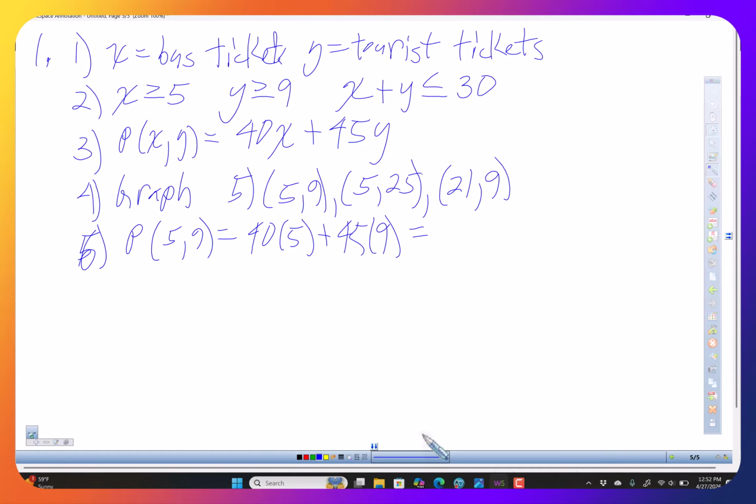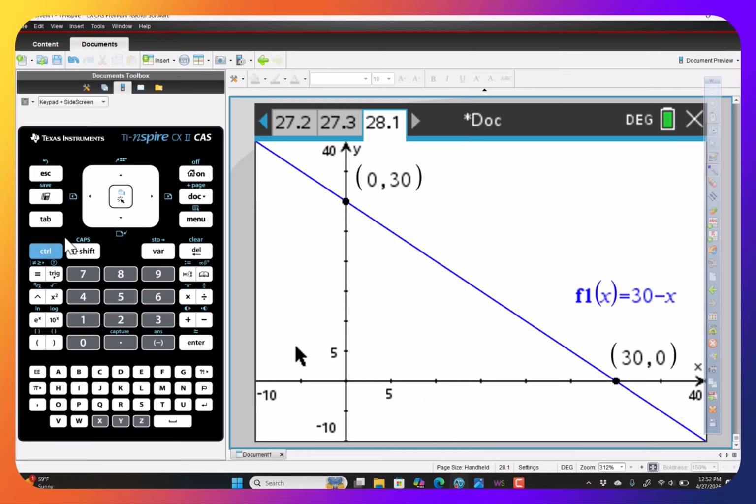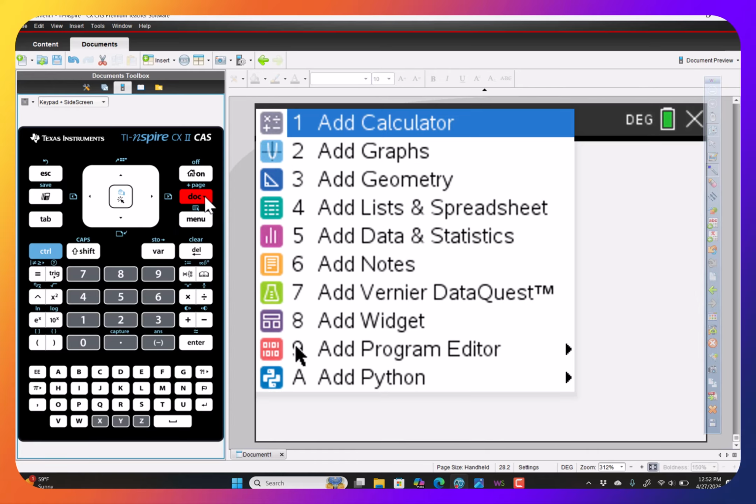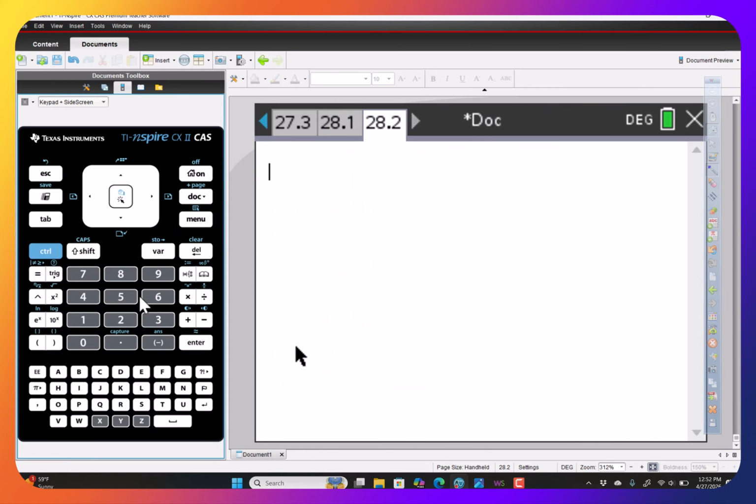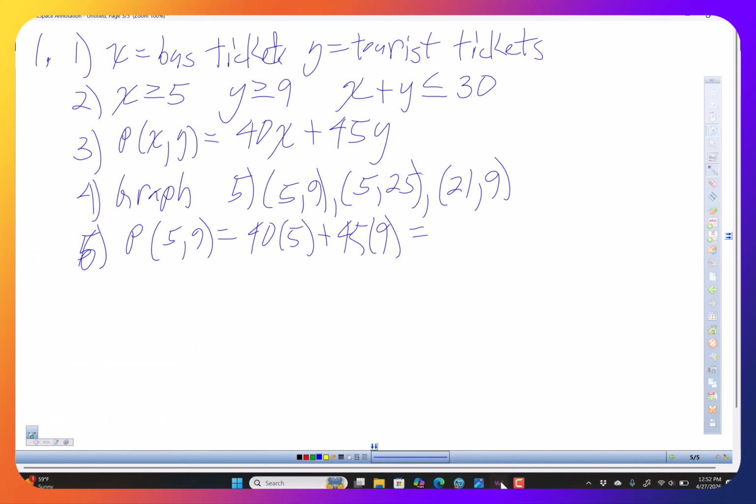And I'll go ahead and do that in the calculator. I'm going to start a calculator page. And then we're going to do 40 times 5 plus 45 times 9. So I get $605 for that first intersection point.